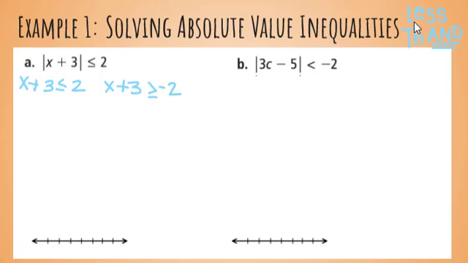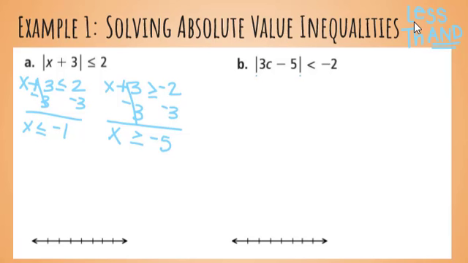So now we're going to go ahead and solve for x in both of these. So I'm going to subtract the 3 from both sides. So we have x is less than or equal to 2 minus 3 is negative 1. And then over here, I'm going to subtract the 3 from both sides. Bring down my x. My 3's cancel, is greater than or equal to negative 2 minus 3, which is negative 5. So again, this is an and.